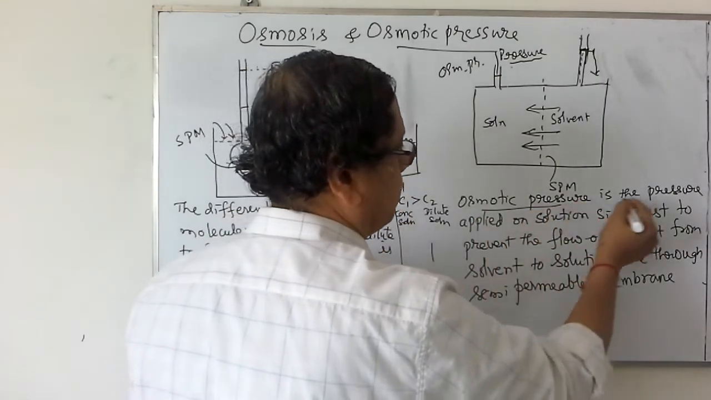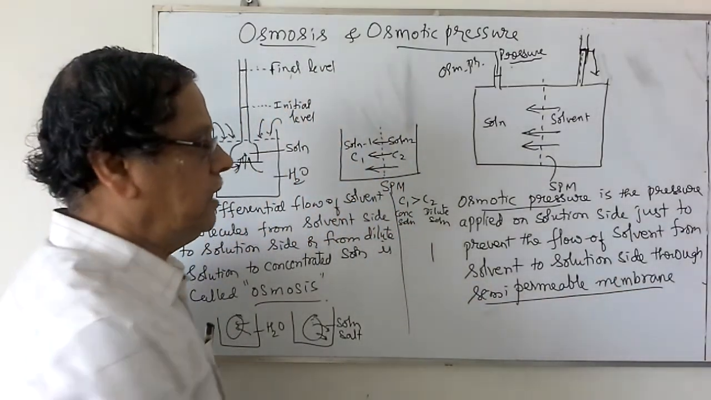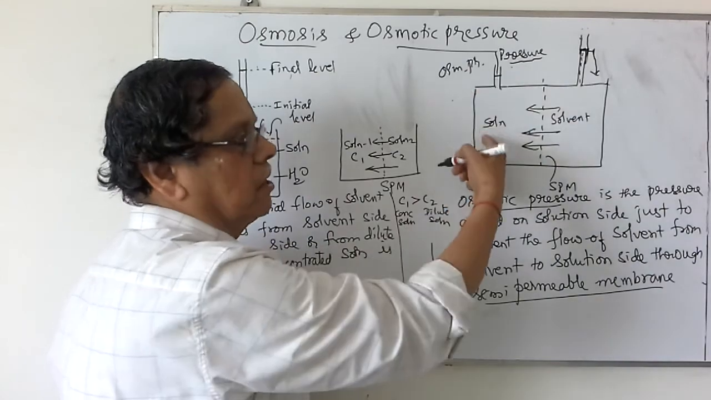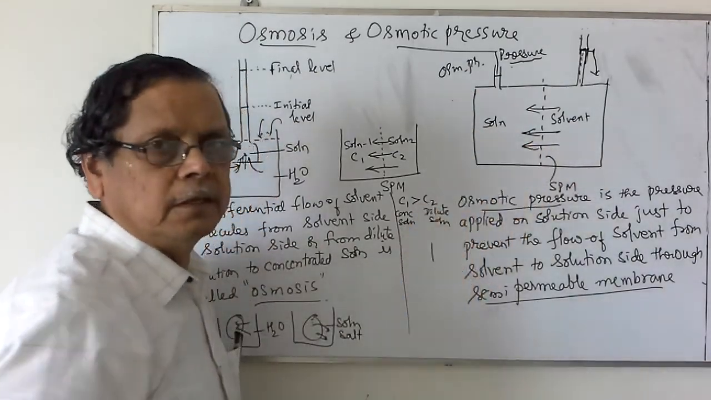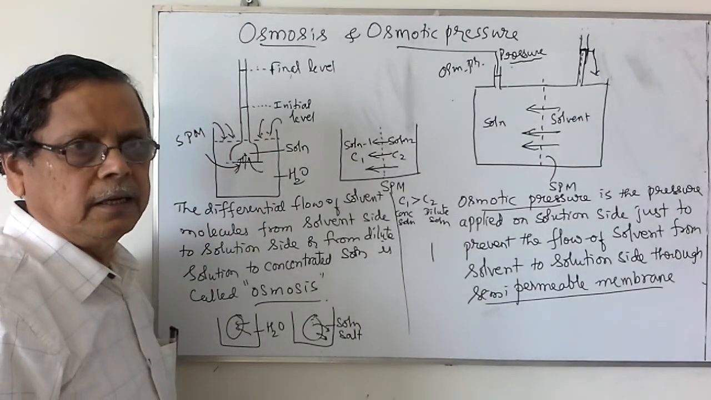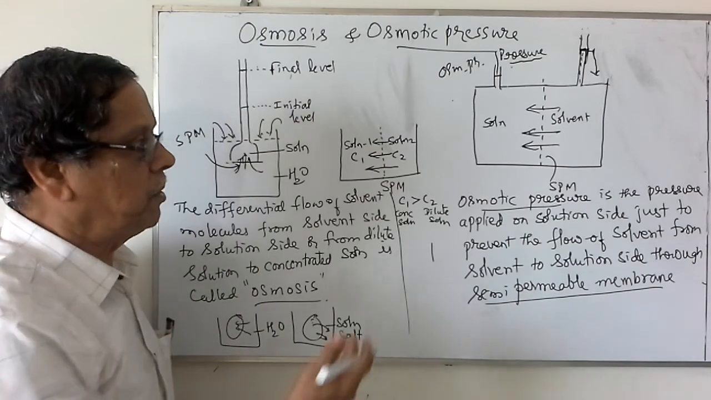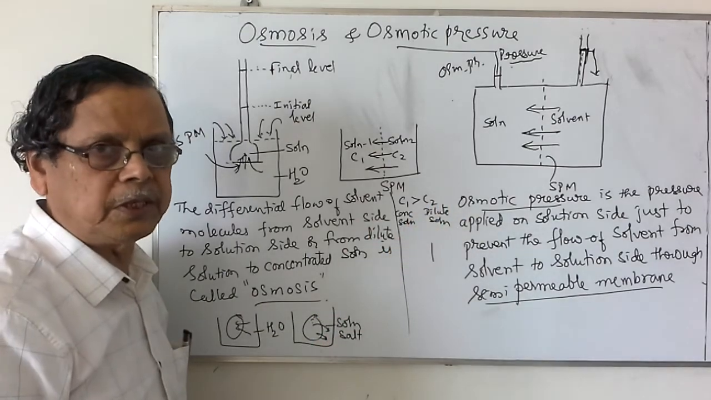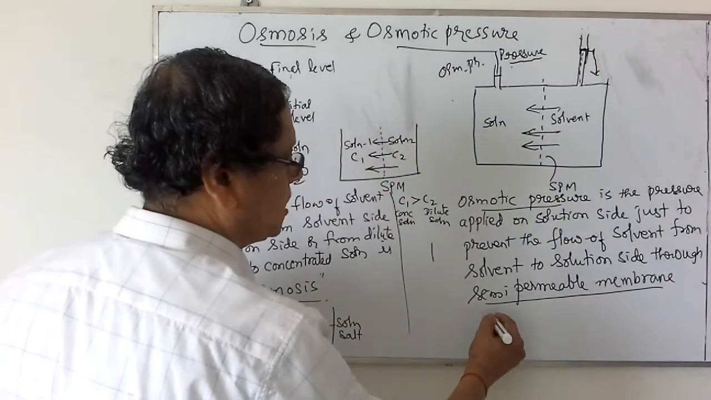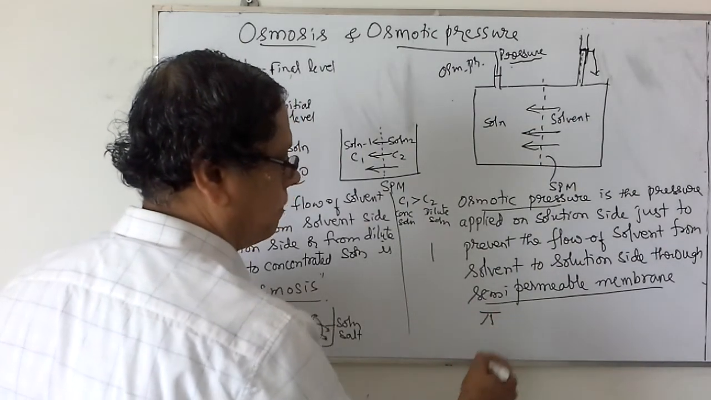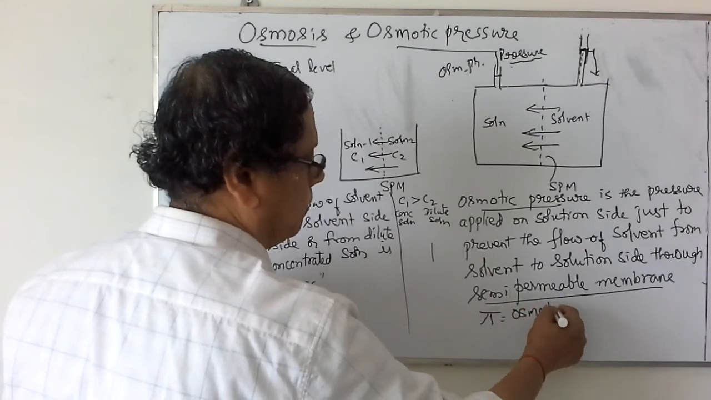Okay, osmotic pressure is the pressure applied on the solution side. So that is actually measured as the osmotic pressure, which just prevents the flow of solvent from solvent to solution side. There is an experiment that is called as the Berkeley and Hartley's experiment to determine the osmotic pressure of the solution. But this osmotic pressure is indicated with this symbol pi. Pi stands for the osmotic pressure.